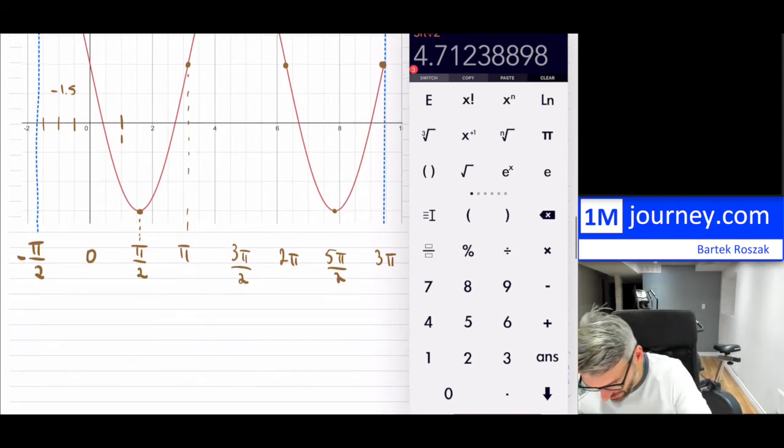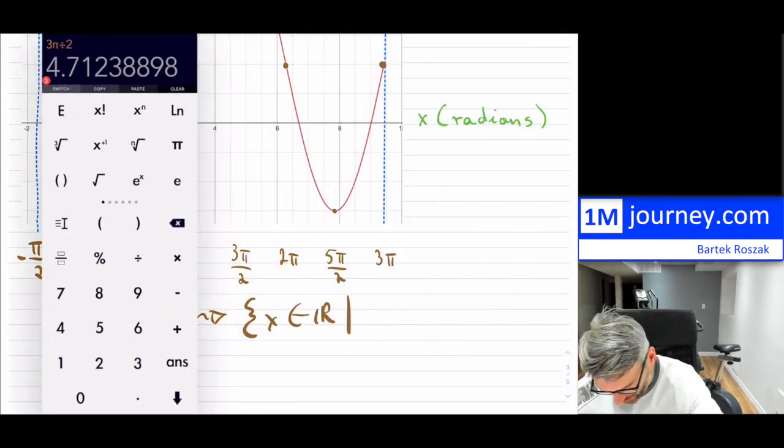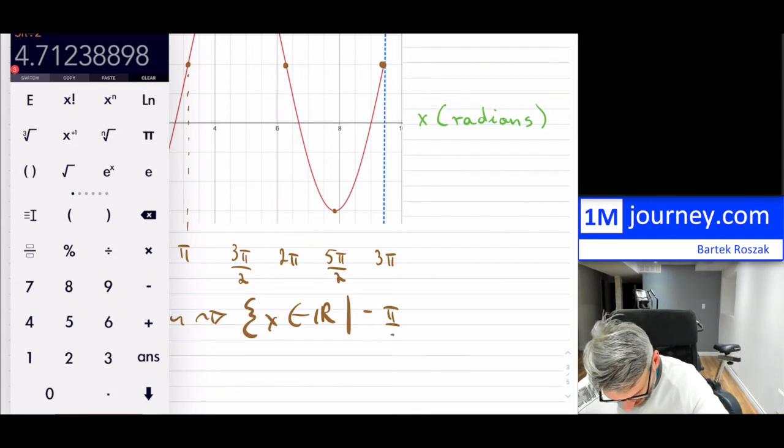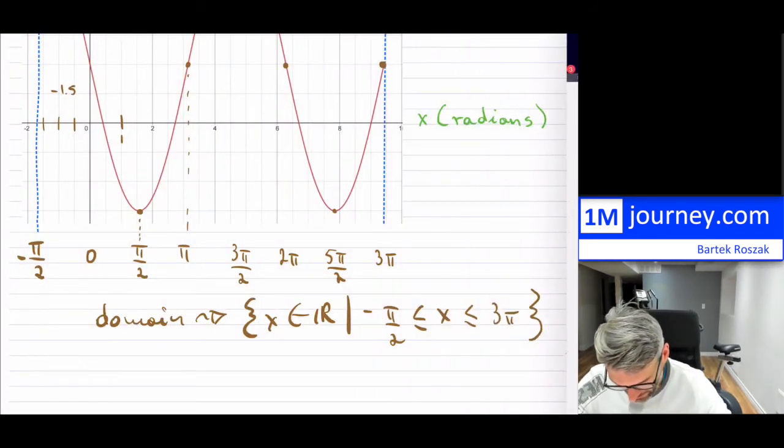So that's my domain. That was a lot harder to figure out. So it looks like it's from minus pi over 2 to 3 pi for x. Again, this might be less than or equal. We can't really tell directly from there, but it's going to be like this.